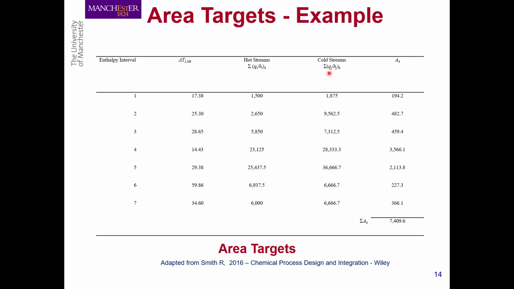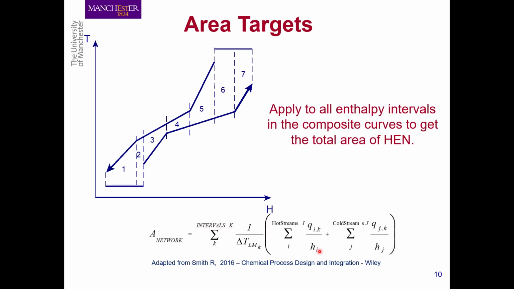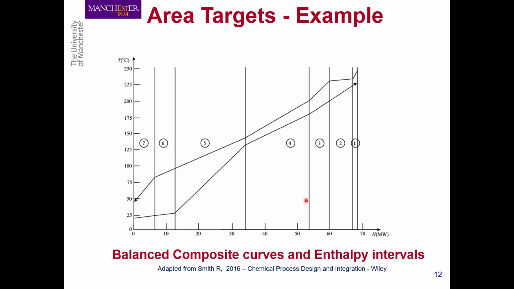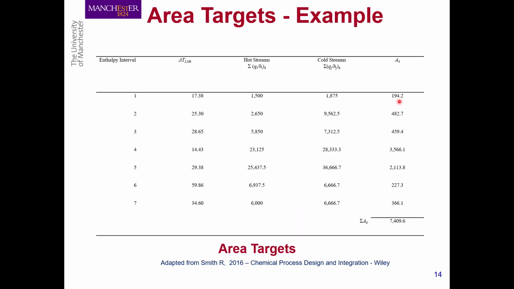You calculate their heat requirement in terms of Qj, again Cp delta T. You know their heat transfer coefficient. You take the sum of all the cold streams in that interval, and then you have the value here. And if you now use the equation that I showed you before, the heat available from hot streams and the heat given to the cold streams, then you can calculate the area of a particular interval, okay? In this case, the area of interval 1 is 194.2.